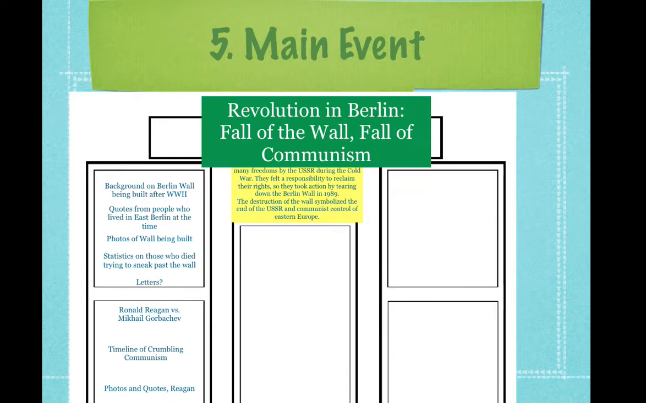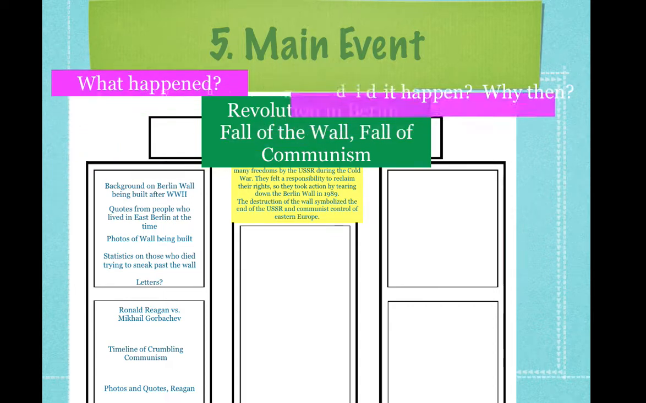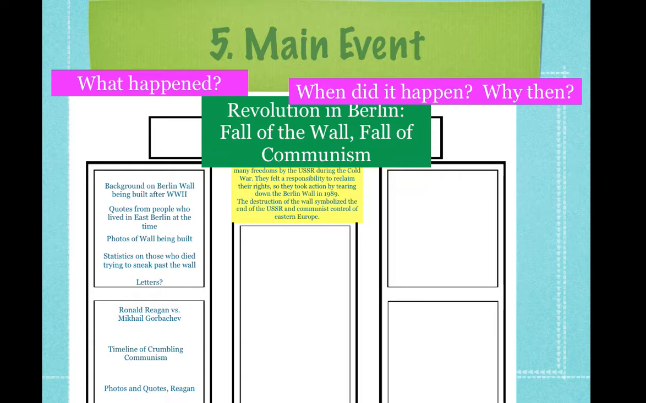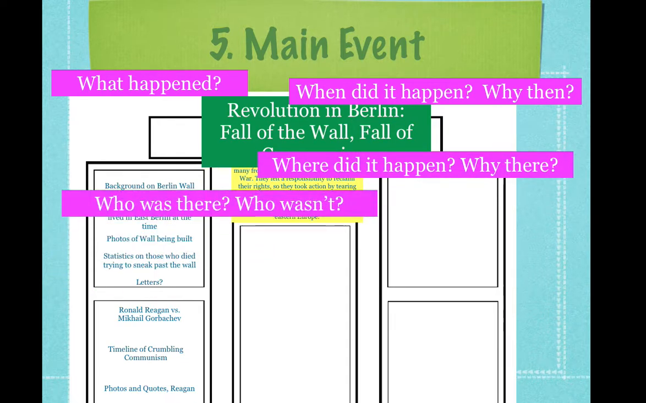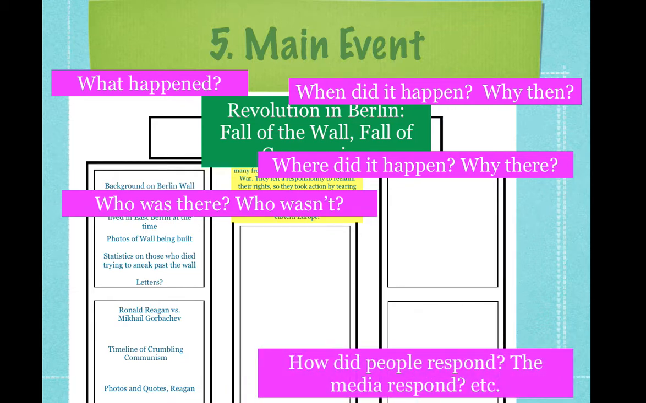Next is the main event. This is the part that you know the most about. You're going to tell us what happened, but be sure you're also telling us when it happened and why did it happen then. Tell us where this event happened and why did it happen there. Sometimes it's important to know who was there but also who wasn't there. That can be significant. And then how did people in the moment respond?